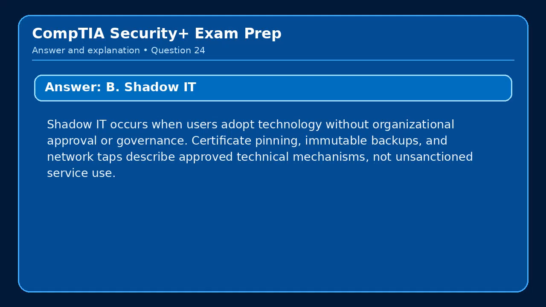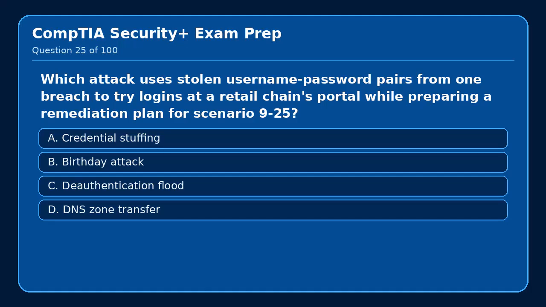Credential stuffing relies on reused credentials from other breaches to gain access to different services. Birthday attacks target hash collisions. Zone transfers expose DNS data. And authentication floods target wireless availability.